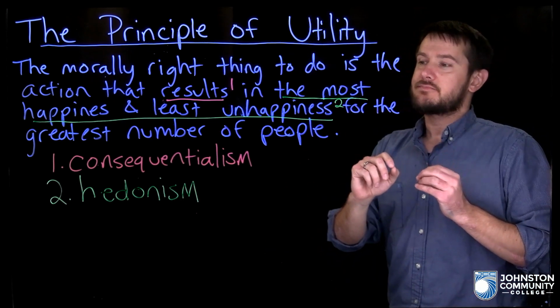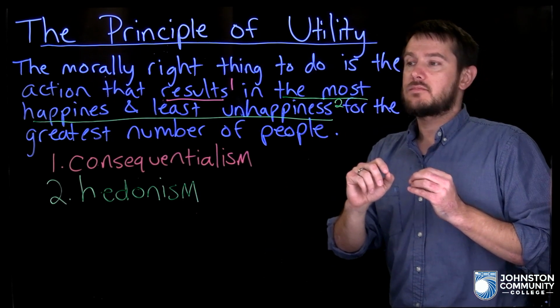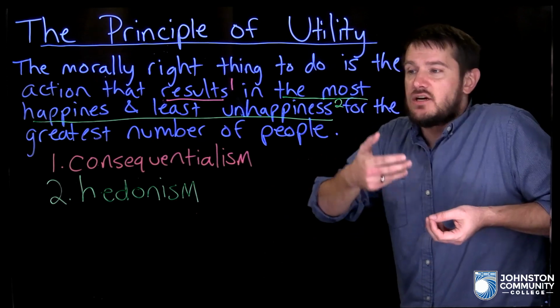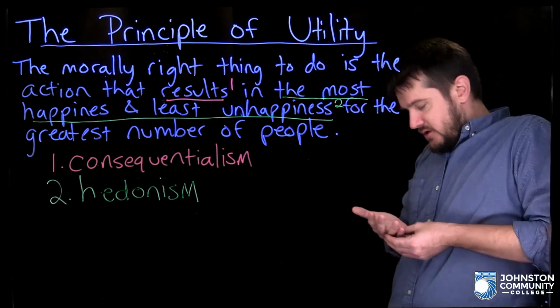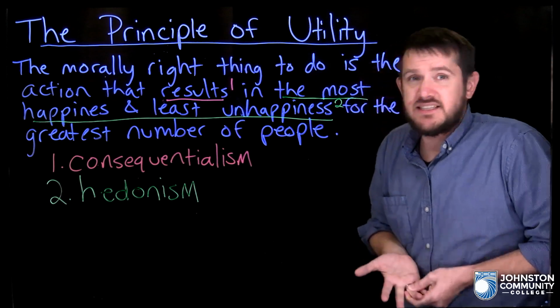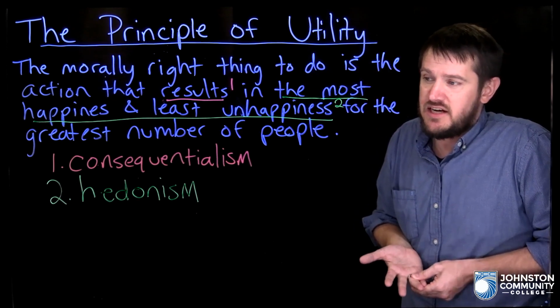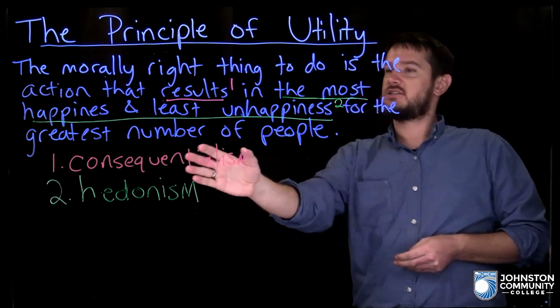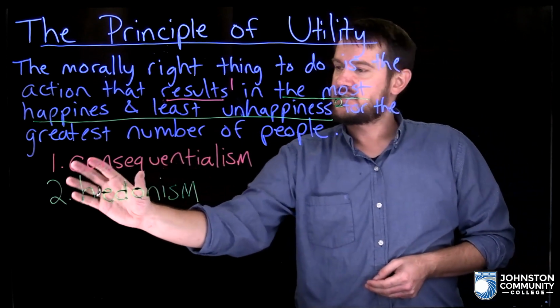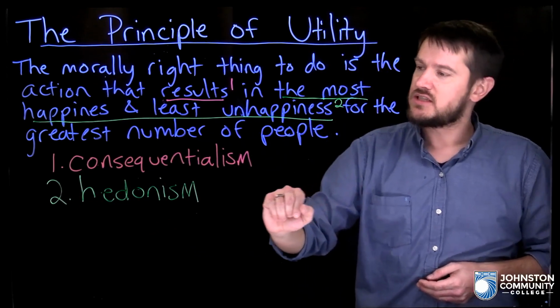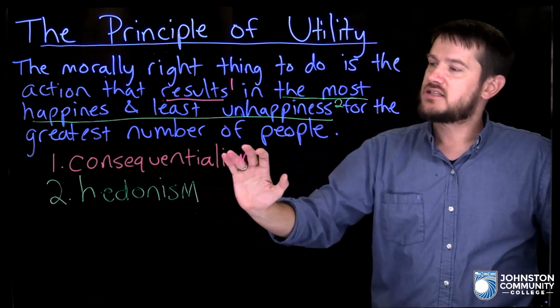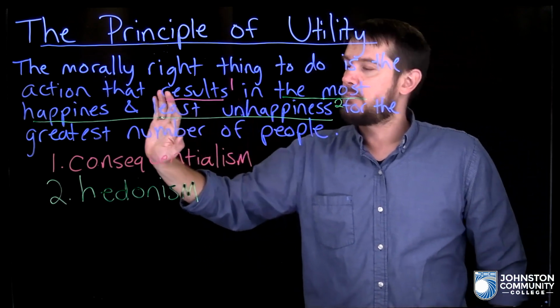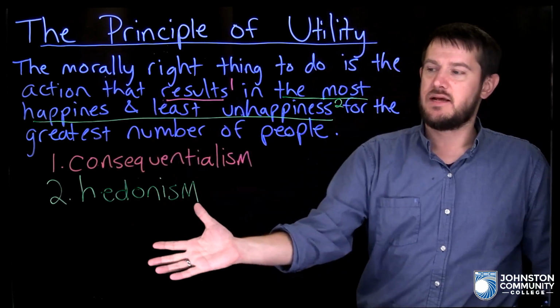Okay, and this is hedonism. It's the idea that suffering is bad. And I would say, if you want a secular solution to the problem of objectivity in ethics, this is a pretty good one. Okay, so utilitarianism is consequentialist because it says that the right thing to do is the thing that has the best results, and it's hedonistic because it says that happiness and pleasure are good, and unhappiness and pain are bad.